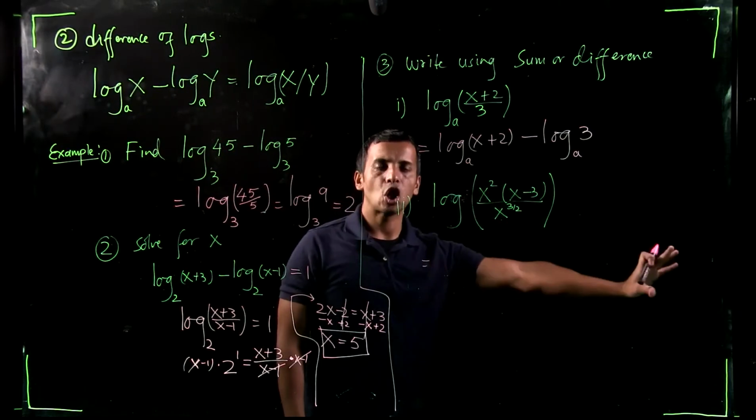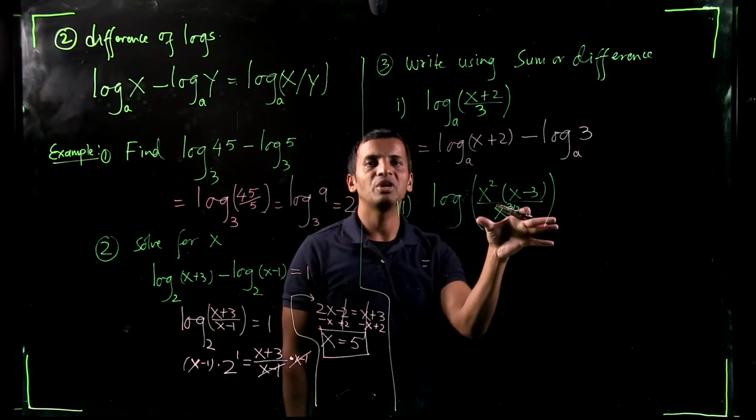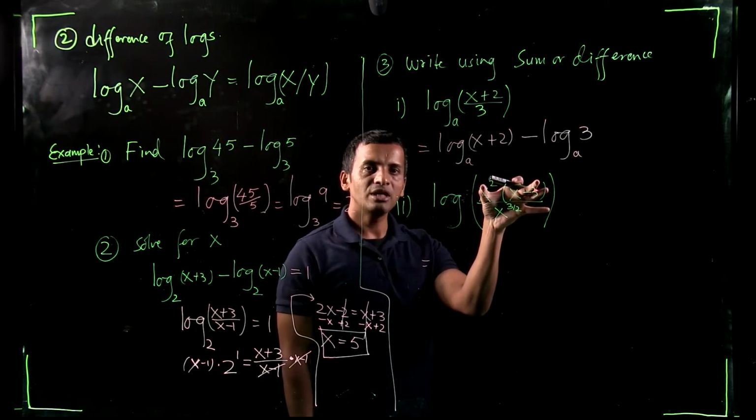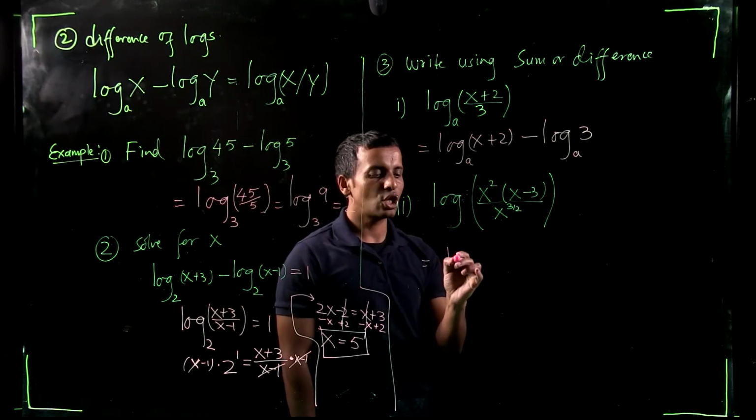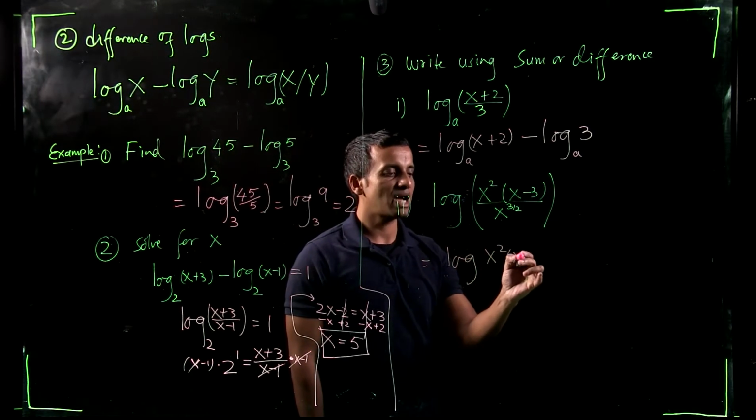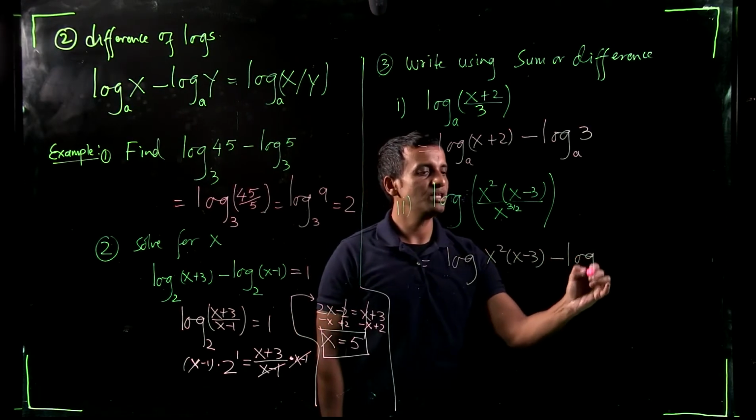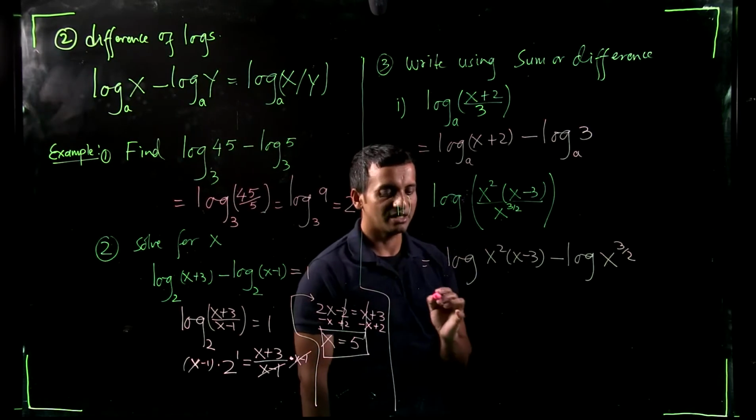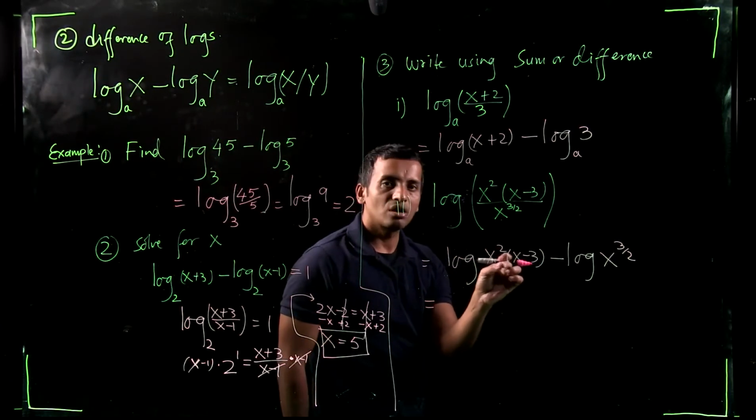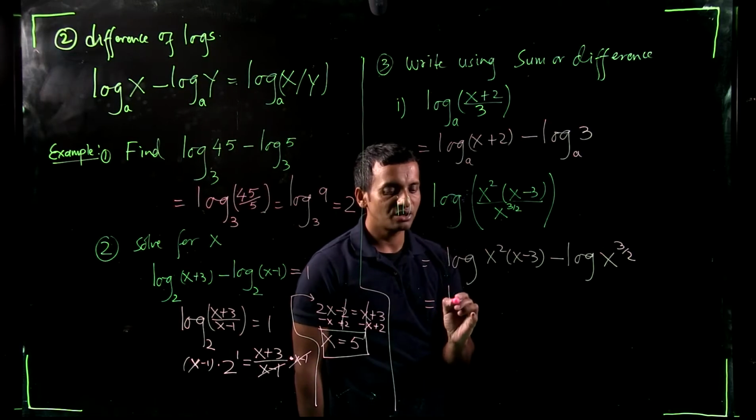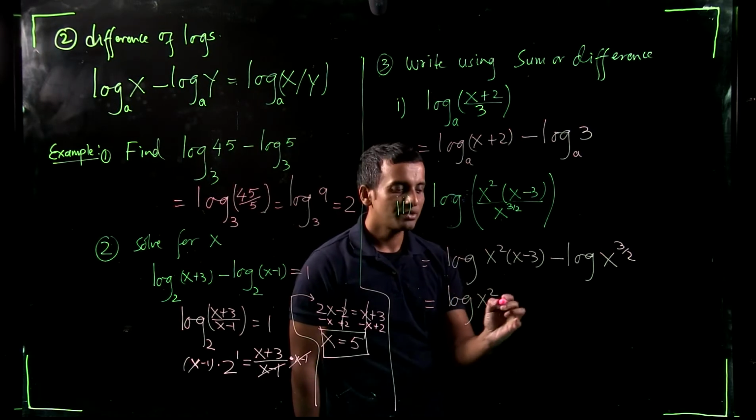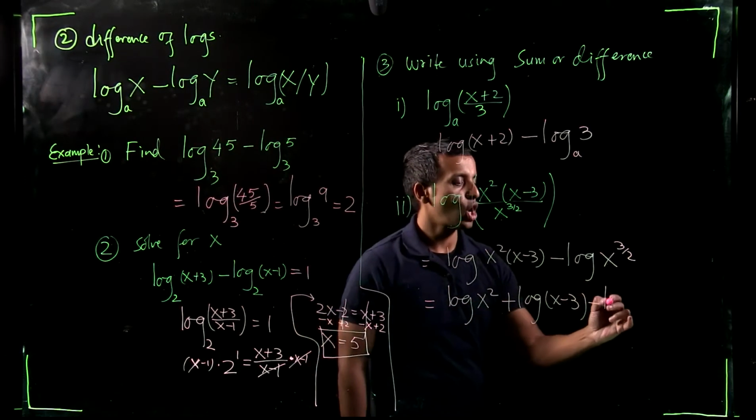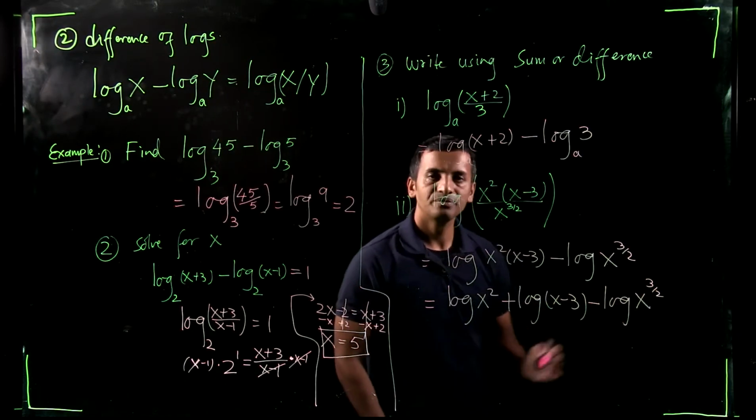So I want to expand this into logs, meaning you want to break this log into several logs, right? So what do you do? Log of something divided by the other thing. So here you write log of the top, x squared times x minus 3, minus log of the bottom, that is x to the 3/2. The base is not given, so the base is 10 here. Again, there is a product, right? For the product we have the formula, so it is log x squared plus log of x minus 3, and then minus log x to the 3/2.